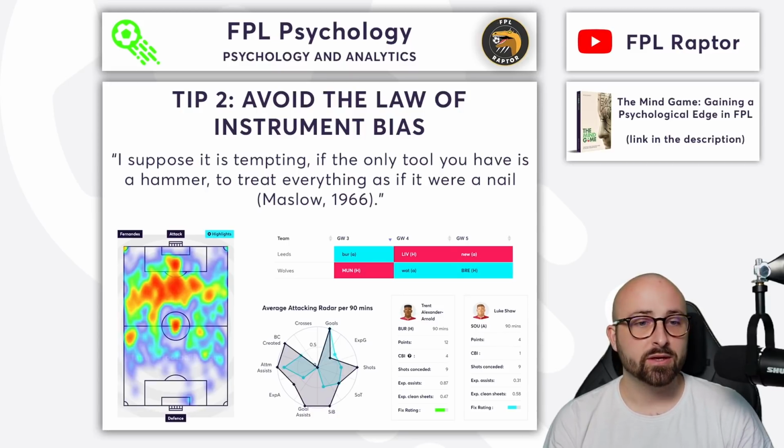very one-dimensional. So you can look at touch maps, heat maps, pass maps, attempted assist maps. There's about 8 or 9 different maps we've got. Different attacking radar sort of diagrams comparing different players, fixture analyzer, who has the best fixtures coming up. You can do statistical comparisons between 4 different players.